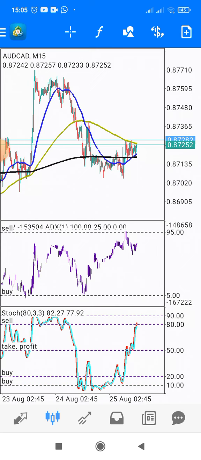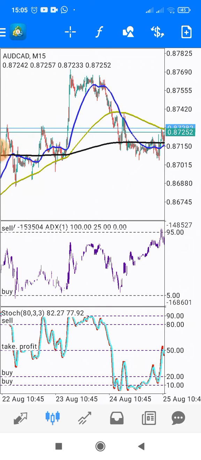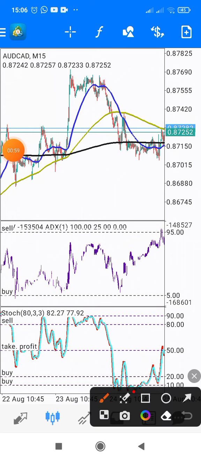Today I would like us to discuss one of my best strategies. When you look at our window, we have three windows. So we have the first one, which is the main chart, window 1, then window 2.